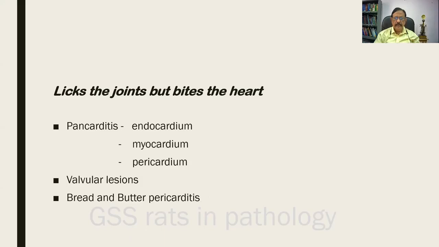Again, the words of Sir William Osler: it licks the joints but bites the heart. In rheumatic heart disease, there is something called pancarditis. Pan means all, and carditis means inflammation of the layers. So you have the endocardium, myocardium, and the pericardium which are affected, hence the name pancarditis.